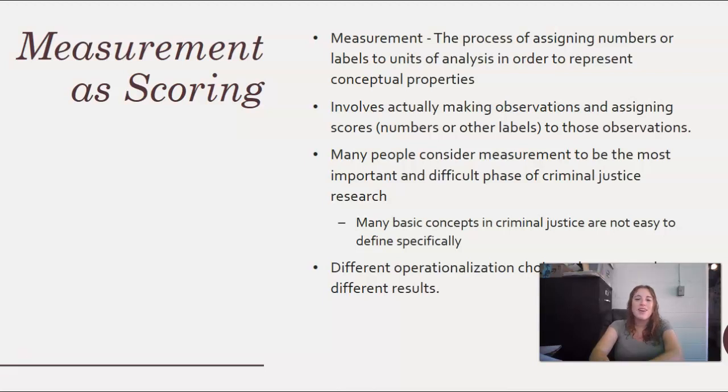However, many of our criminal justice concepts are not easy to define specifically, and so this sometimes can produce different results amongst different studies. Your book gives a great example talking about when they're studying recidivism. Recidivism means going back to jail, going back to prison, going back to a program that you were court assigned to after being released. So it's really like reoffending.